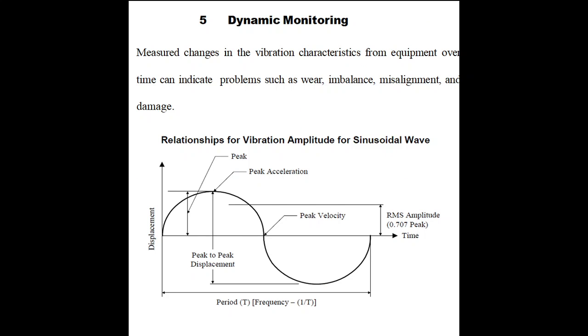Then comes dynamic monitoring. It is very common for rotating machines to check the vibration. You can see on the screen how the value of displacement and acceleration changes with time. And if this kind of pattern is acceptable, if this is the standard pattern we get for any machine, then it is okay.